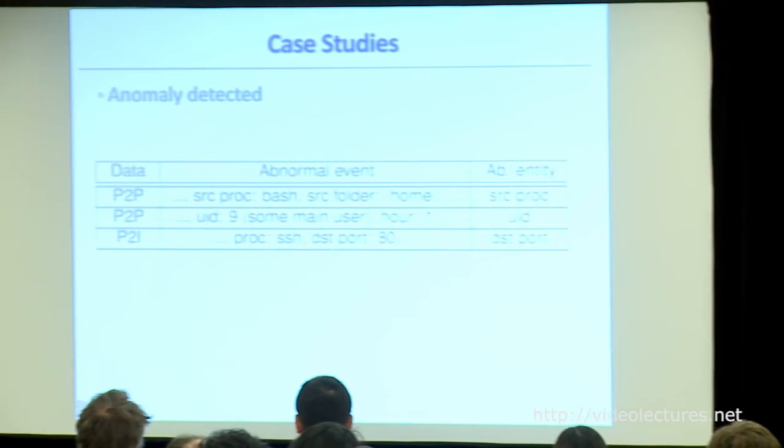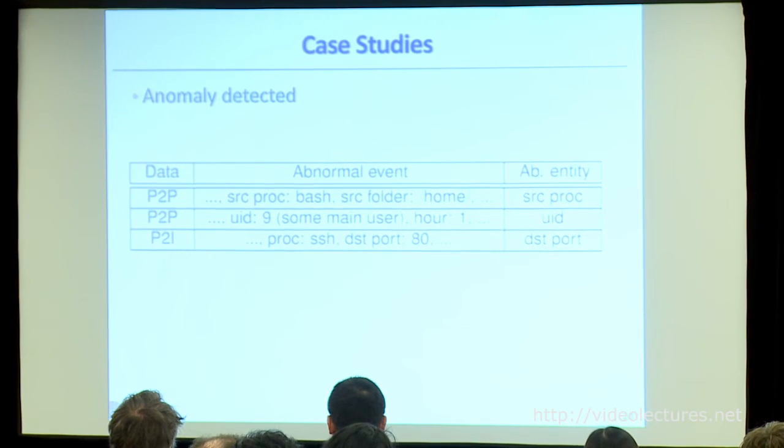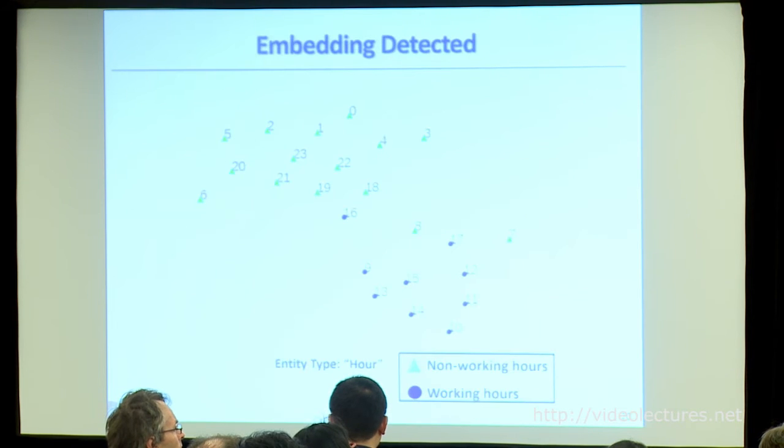We also show some case studies of what kind of anomaly we have detected. Here is an interesting thing: for this process SSH, it tries to access port 80. It turns out that this is not usually the case, so we can successfully detect it as an anomaly.